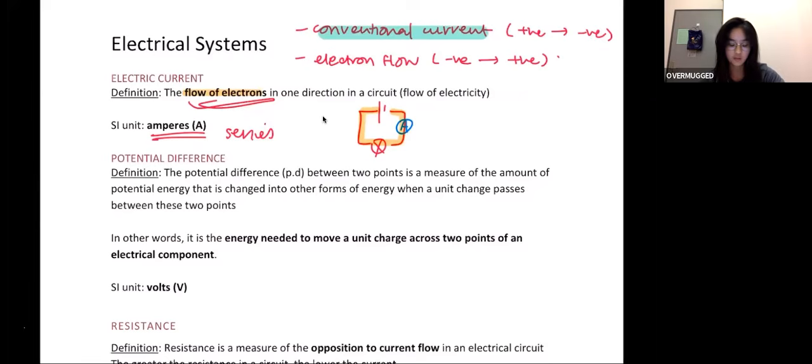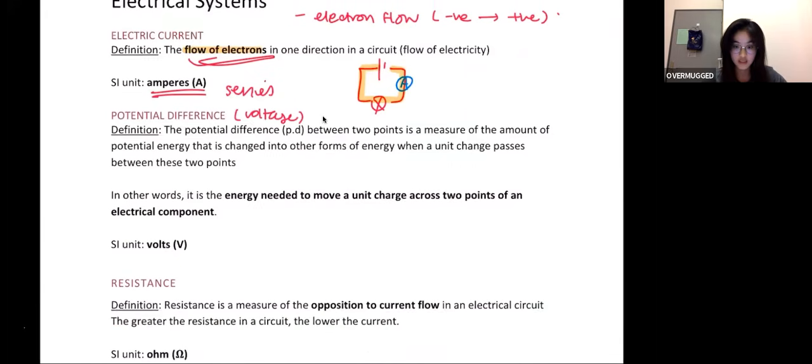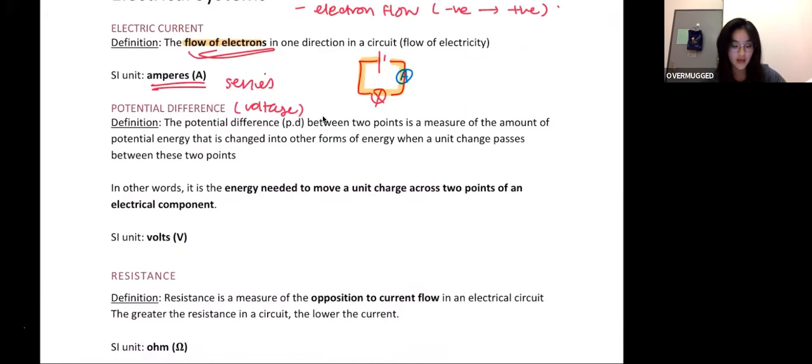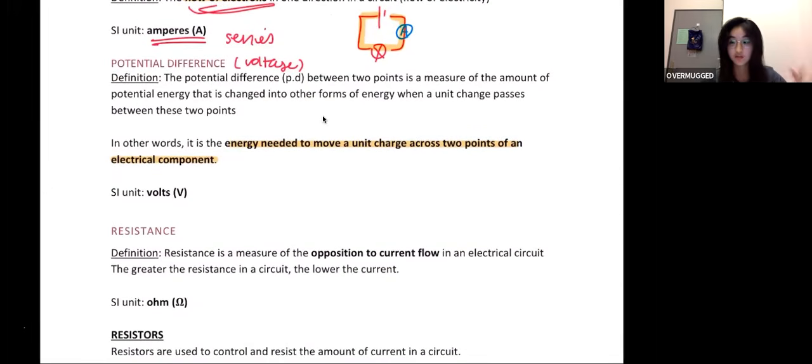Now we'll go to the second one, potential difference. What is it? Another word for it is voltage. All right, so if you see your paper, voltage, potential difference, they mean the exact same thing. What is the definition? It's a very long definition. All you have to remember for me is that it is the energy needed to move a charge across 2 points of an electrical component. You're like, what does that mean? Okay, I'll break it down further for you.